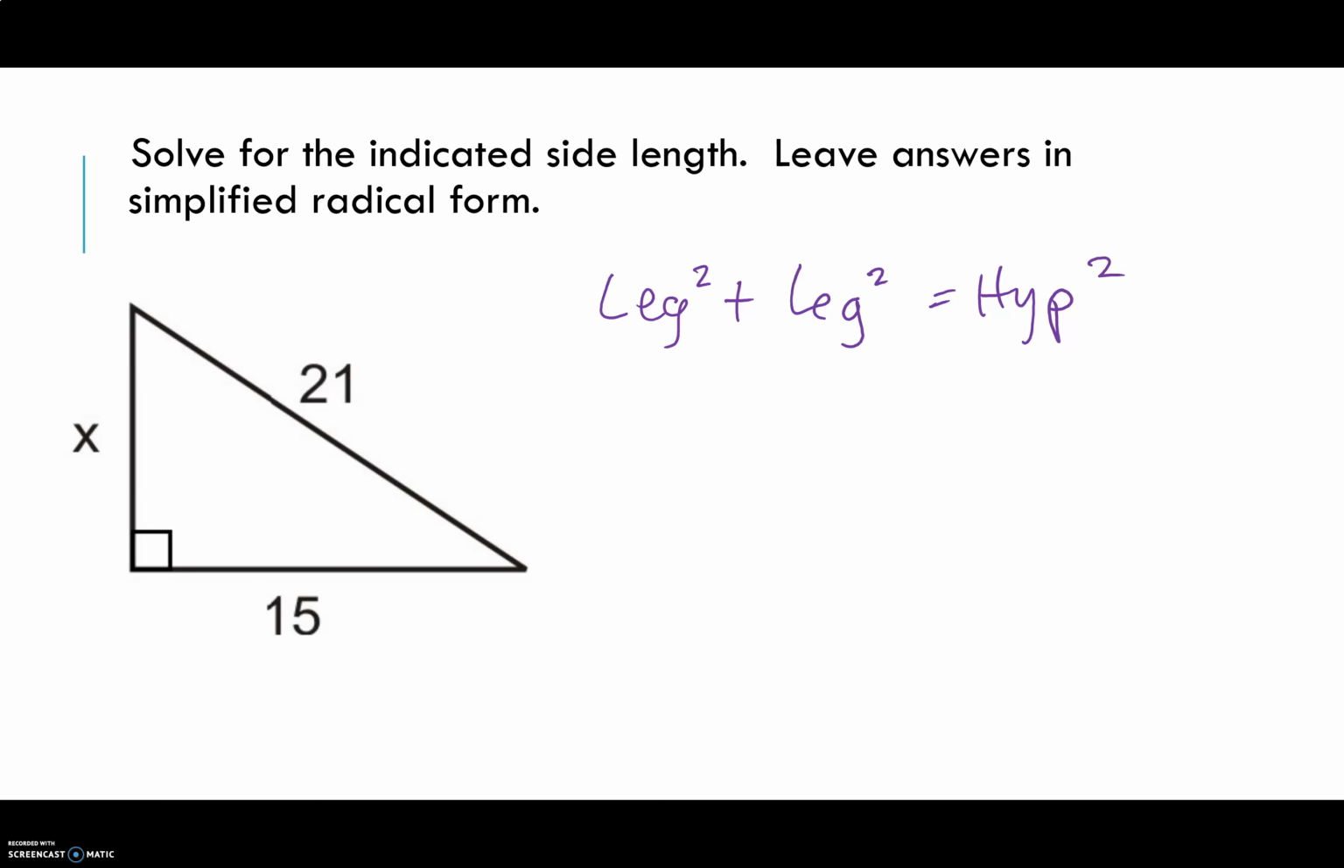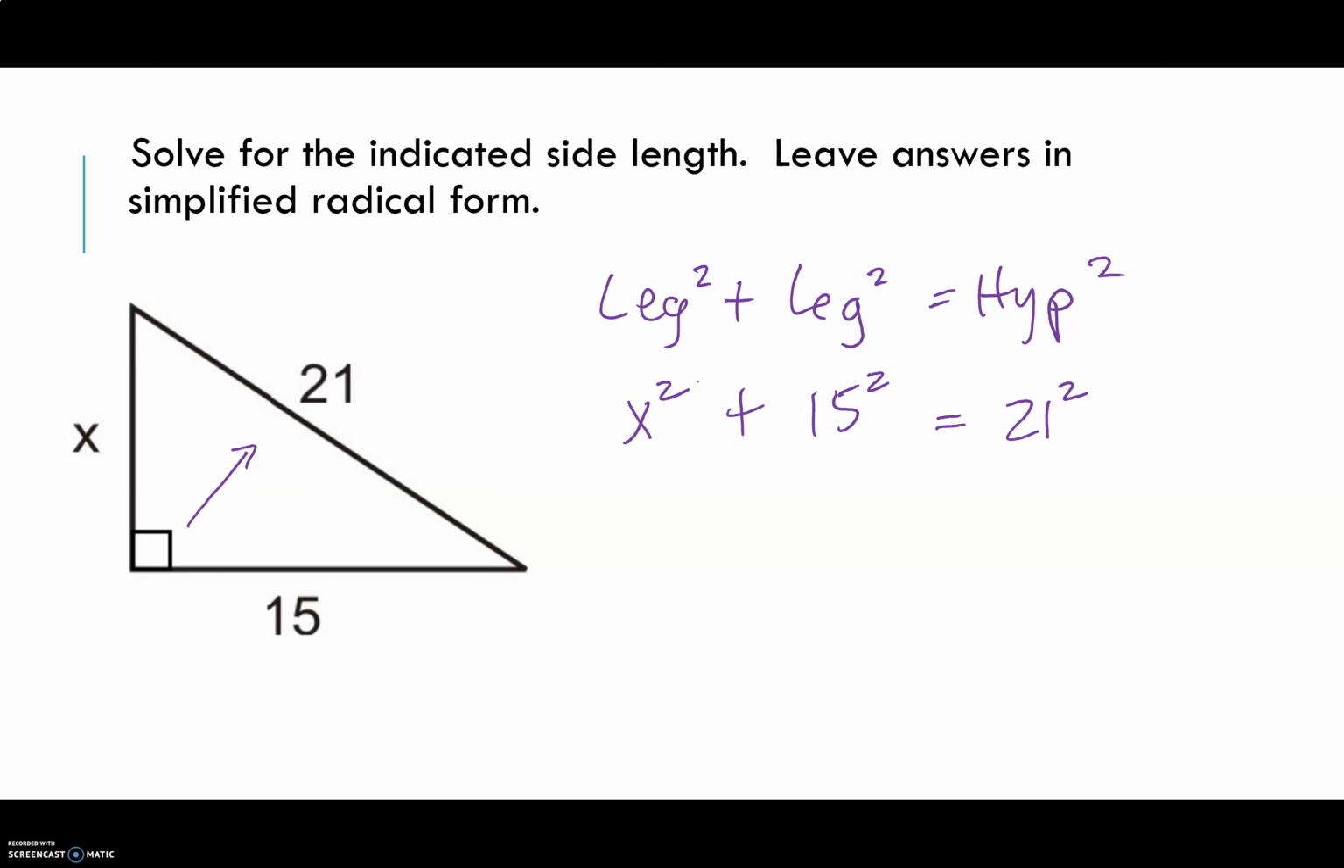So what I usually tell students is the very first thing you should think is, which one is the hypotenuse? In this case, the hypotenuse is across from the 90-degree angle, so it's 21. So we're going to put 21 squared here. That means that 15 squared will go here, and then x squared will go here.